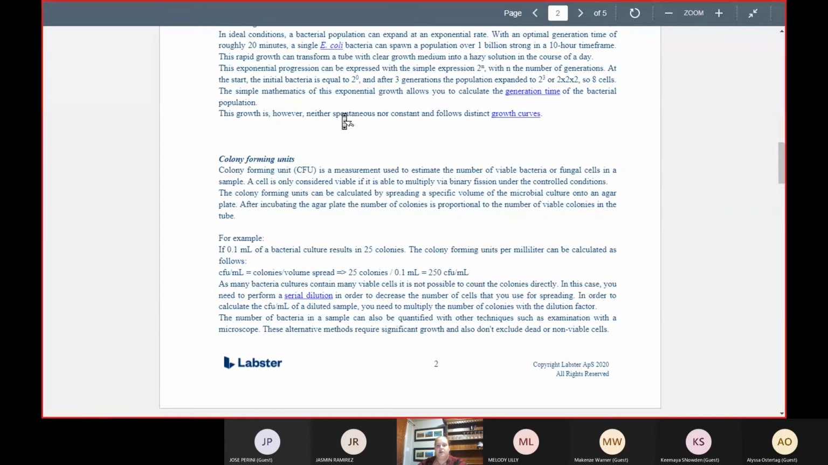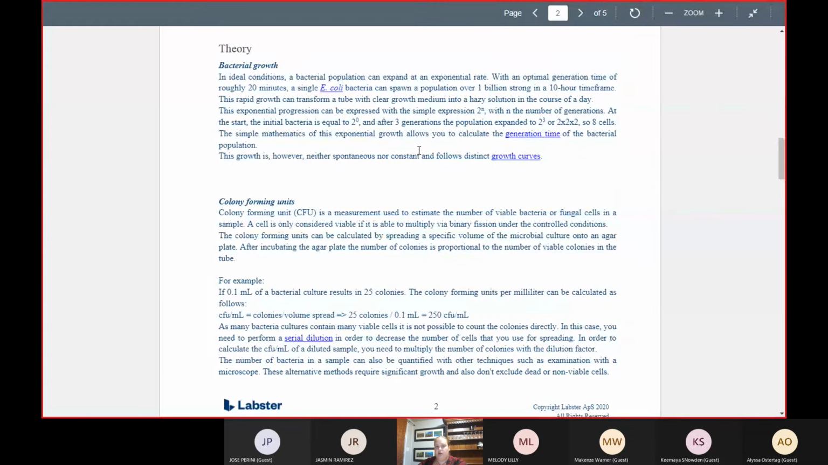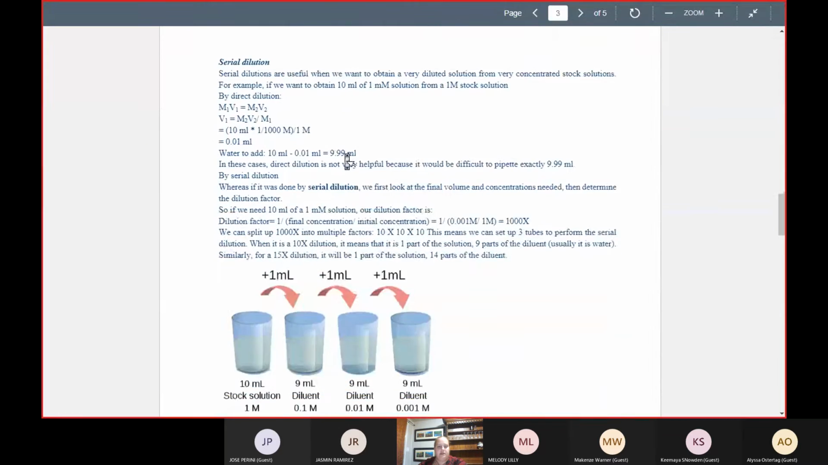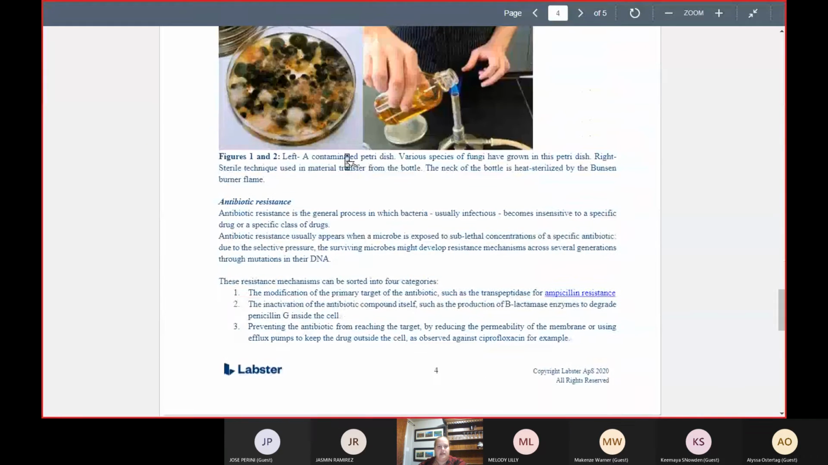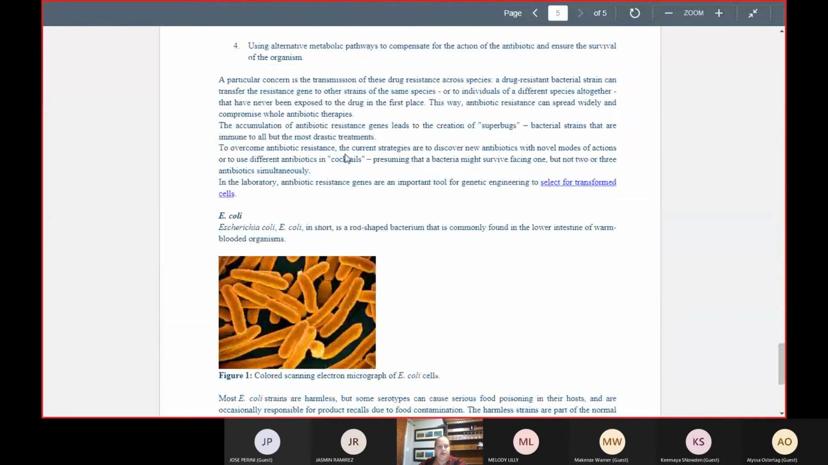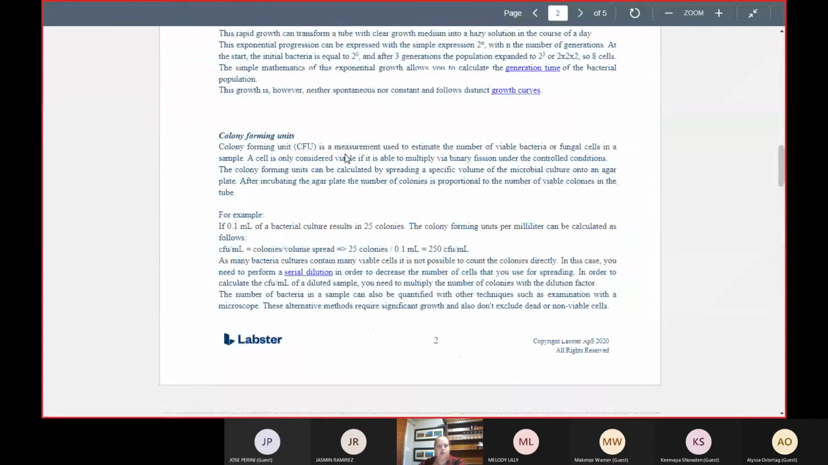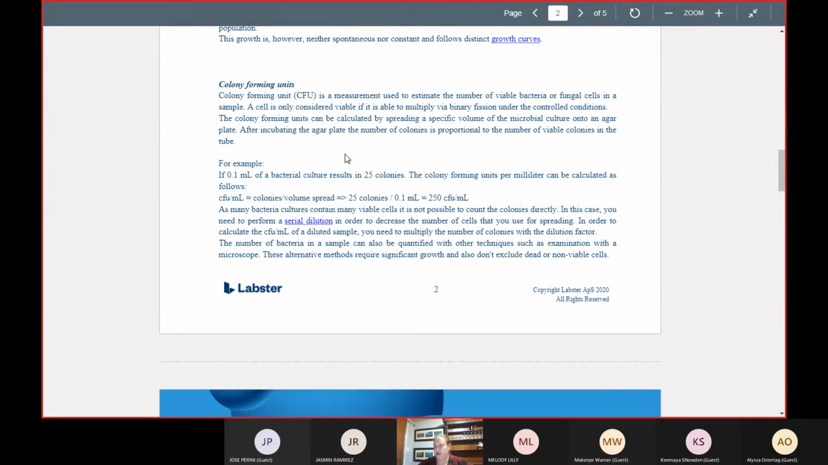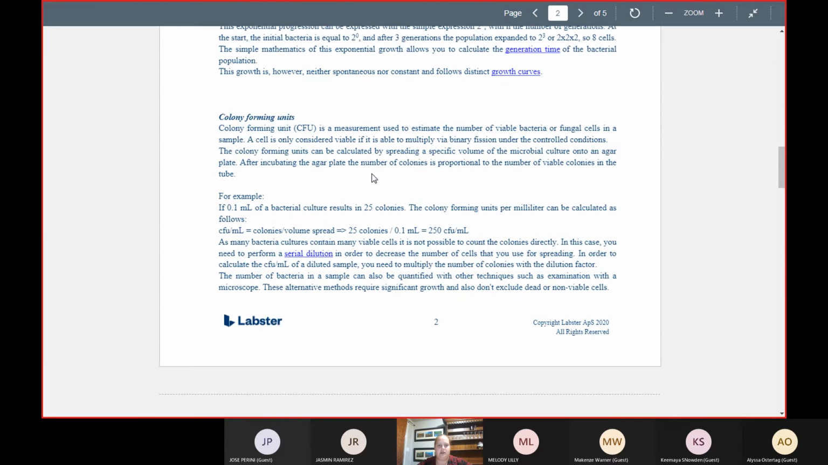Depending upon the species of bacteria you have, this generational time will differ. And then the next topic they talk about here is colony forming units and serial dilutions, which I want to talk about a little bit. I don't have my pad set up at the moment, so let me grab that real quick. I may post a separate video on some of this as well, if I assess that we're going to need to explain it a little bit more.